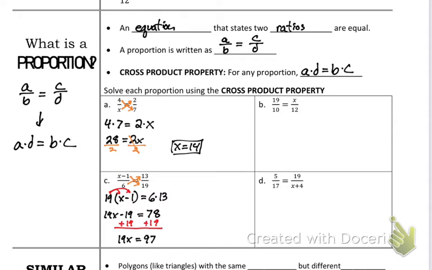Does 19 go into 97 evenly? I don't know. Take out a calculator. 19 times 5 is 95. So it doesn't go in evenly. So what should we probably be taking out? We should probably take out a calculator, not just estimate this. Don't just guess at it, take out a calculator. And don't be lazy, take out a calculator.